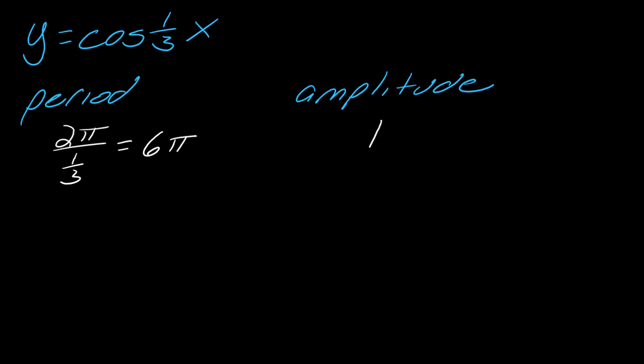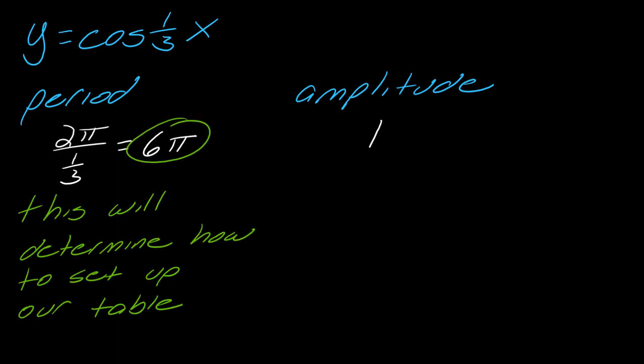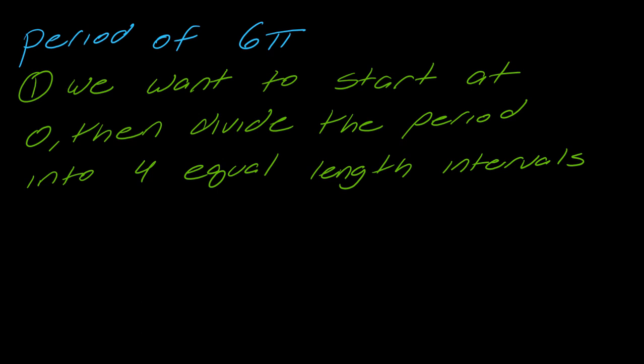Okay, so the period is pretty important for helping you figure out how to graph. If you don't use the period, you're going to make graphing a lot harder. So this will determine how to set up the table. With our period of 6 pi, what we want to do first is start at 0. We always start our tables at 0. And then we want to divide the period into 4 equal length intervals. So what do I mean by that?